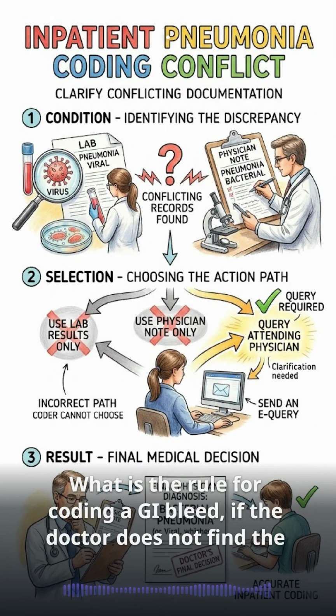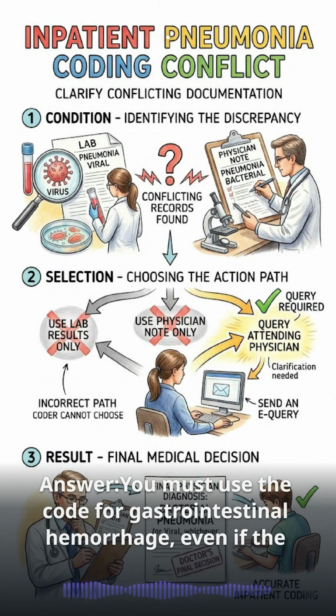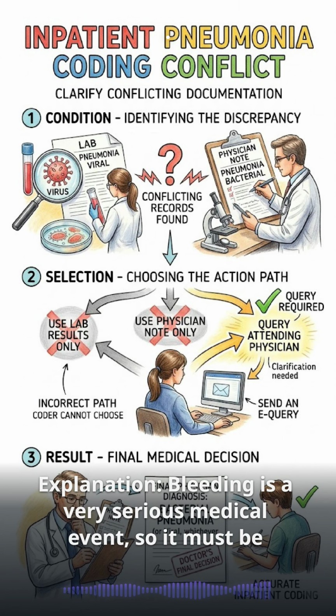60. What is the rule for coding a GI bleed, if the doctor does not find the source? You must use the code for gastrointestinal hemorrhage, even if the exact spot is not known. Bleeding is a very serious medical event, so it must be reported on the final coding bill.